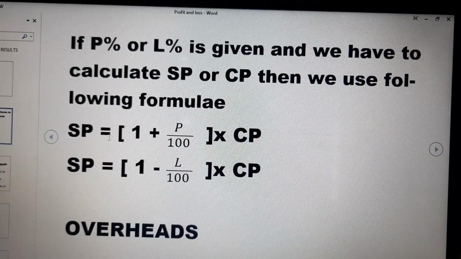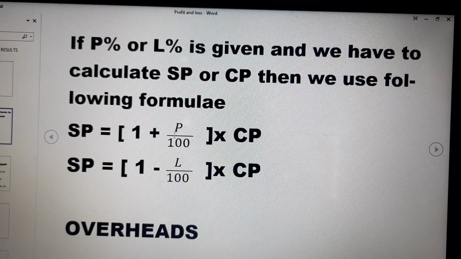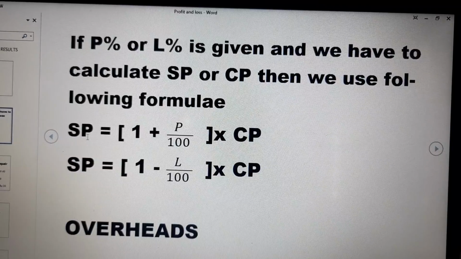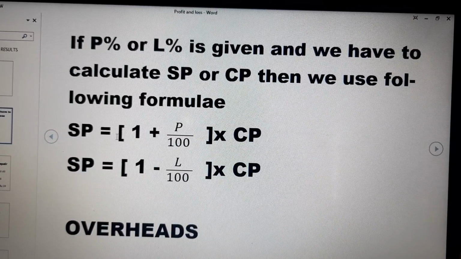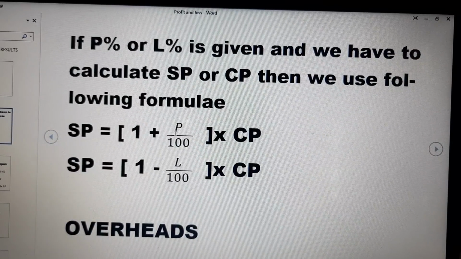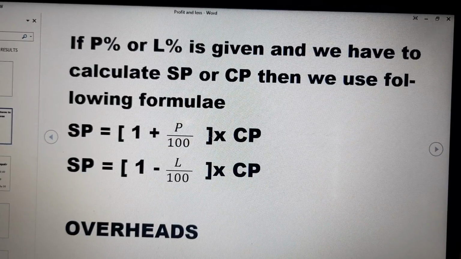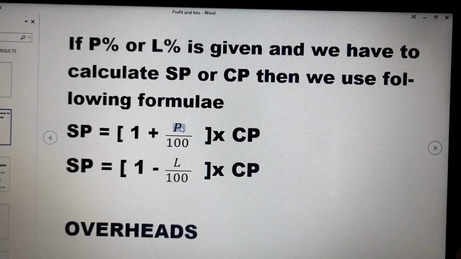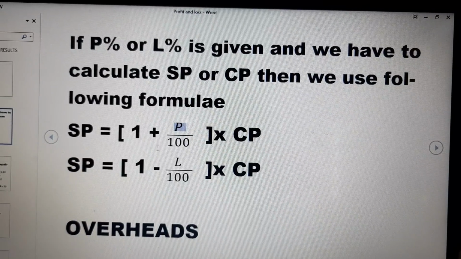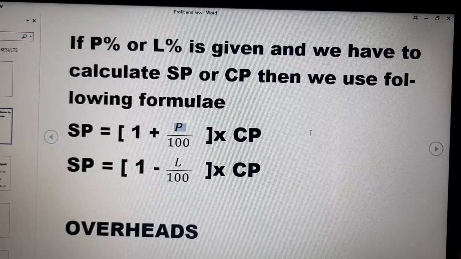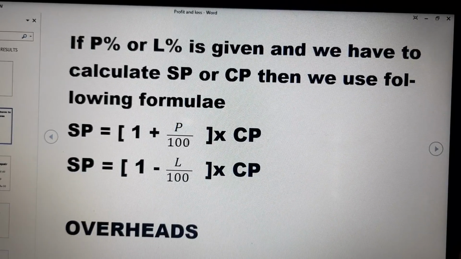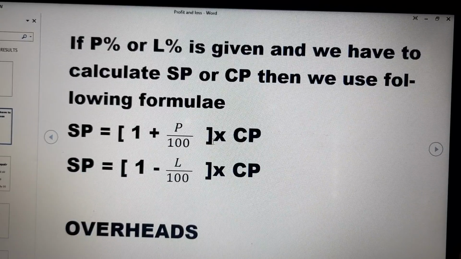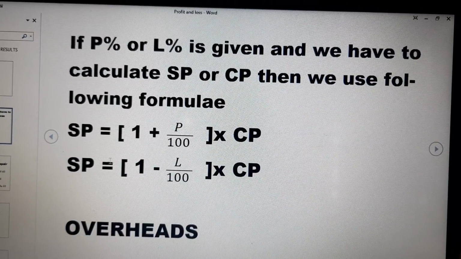I have written a formula for profit and another formula for loss. Clear? Selling price is equal to 1 plus profit upon 100 into CP. This profit is actually profit percent, and we have removed the percentage sign and written 100 in the denominator. Are you getting it? You can see that 100 is there in the denominator.